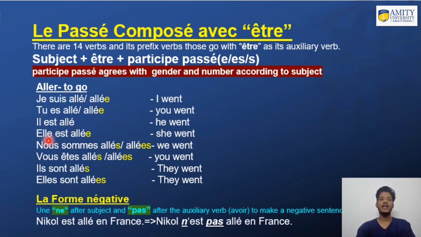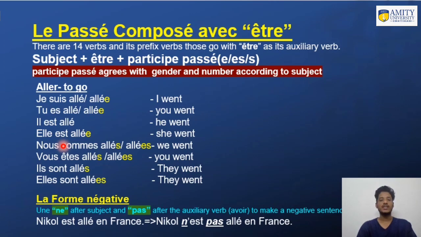Next, tu es allé. Il est allé. Elle est allée. Nous sommes allés. Vous êtes allés. Ils sont allés. Elles sont allées. Now, why did I say nous sommes allés with a liaison? You know there is an s and the next word starts with a vowel, so it will get connected. Nous sommes allés. Vous êtes allés.